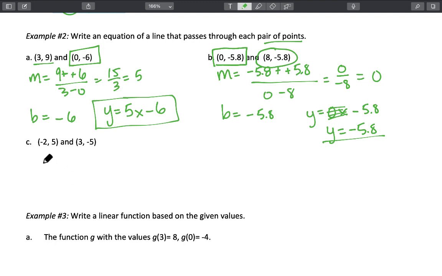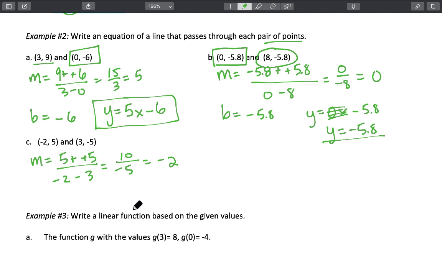All right, in 2c, we're going to do the same thing. I'll start off by finding our slope. We're going to say 5 minus a negative 5. Divide that by negative 2 minus 3. So 5 minus a negative is going to give me positive 10 over negative 5. So I have a slope of negative 2.